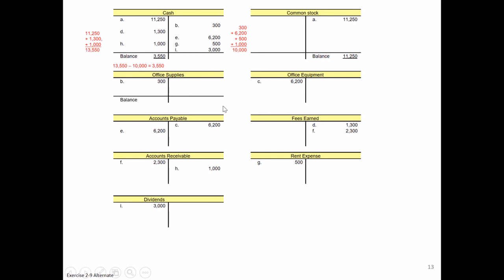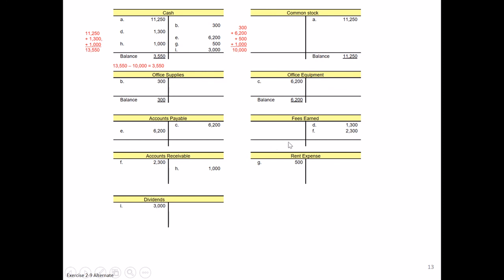Office supplies, also pretty simple. One debit of $300 means it has a debit balance of $300. That's the supplies, sticky notes, paper, toner cartridges I have to use in the business. Office equipment, similar. I've got a resulting debit balance of $6,200. Again, furniture, computers, whatever it might be that we have in our office. Accounts payable actually has a zero balance. We have a debit of $6,200 subtracted by a credit of $6,200 leaves it as no balance at all.